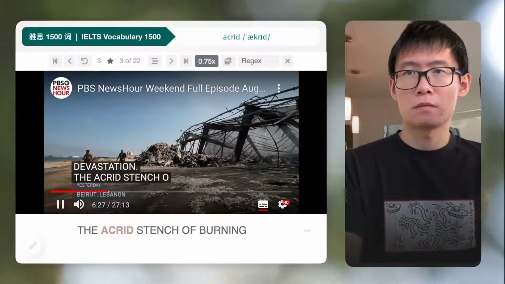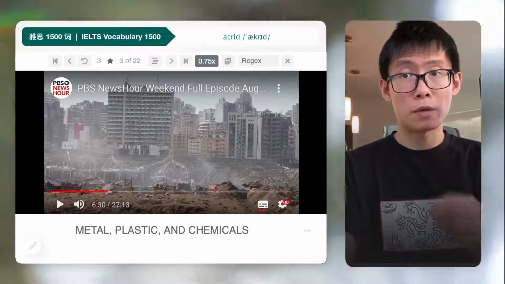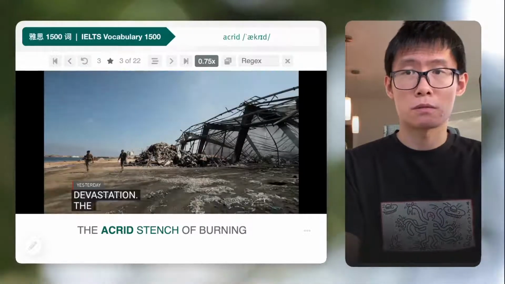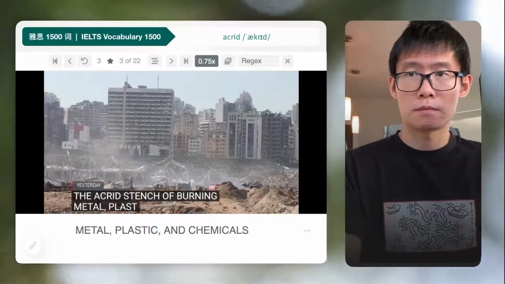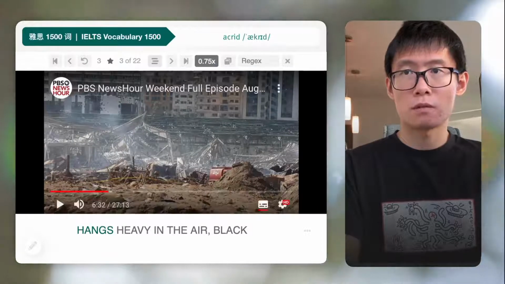The acrid stench of burning metal, plastic, and chemicals. And that's Lebanon, right? After the big explosion, what's left is acrid stench. Acrid stench of burning metal, plastic, and chemicals hangs heavy in the air. Right, so that's acrid.